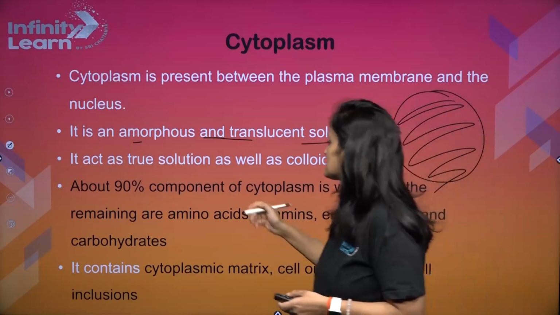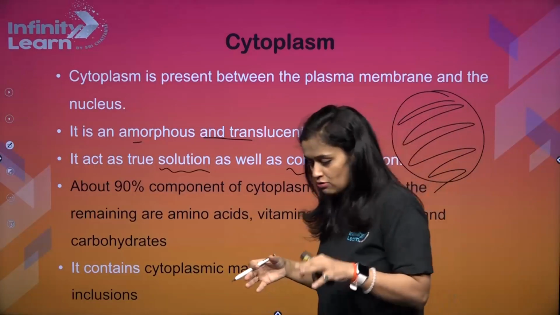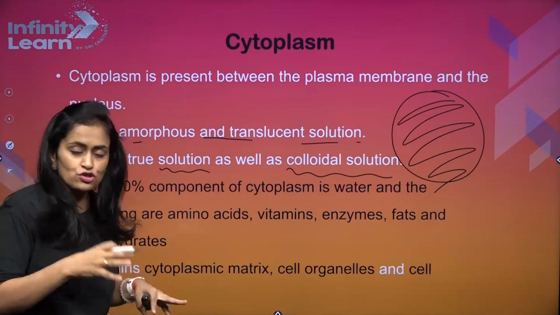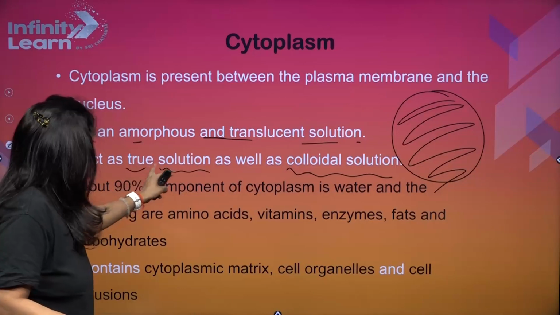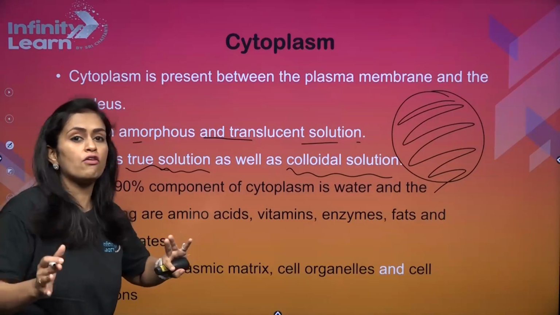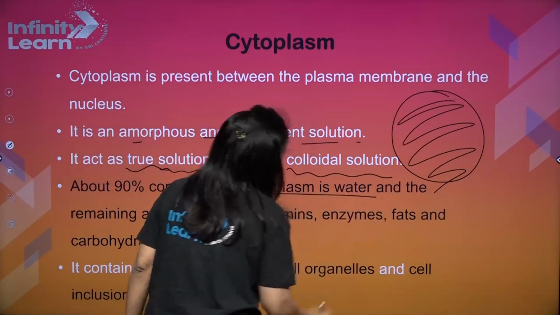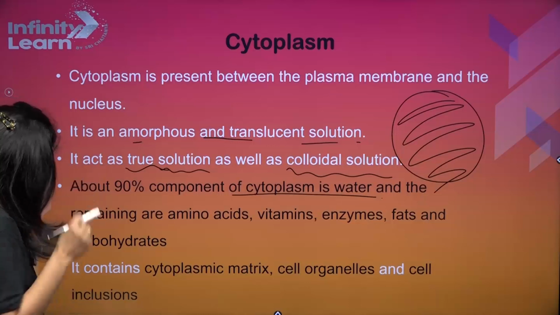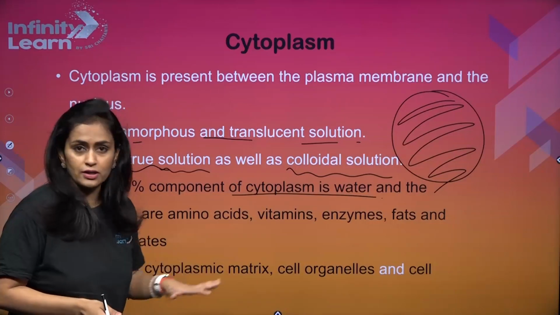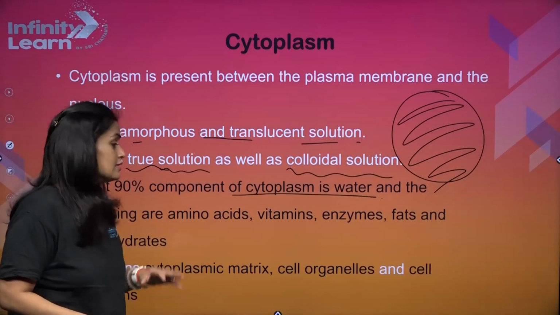Then it acts as a solution, a true solution, as well as a colloidal solution. Colloidal, why? Because there are particles and other materials which are embedded inside it, so colloidal solution. Why a true solution? Because many things can get dissolved into this, as 90% of it is made up of water. So what is the composition of cytoplasm? 90% of it is water, and the remaining 10% consists of all the enzymes required for different kinds of metabolic reactions, vitamins that we need, amino acids, fats, carbohydrates, etc.